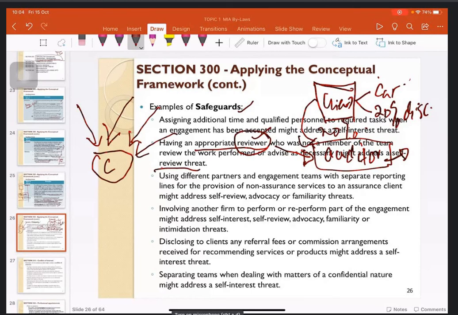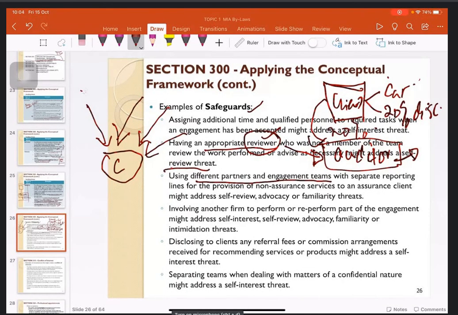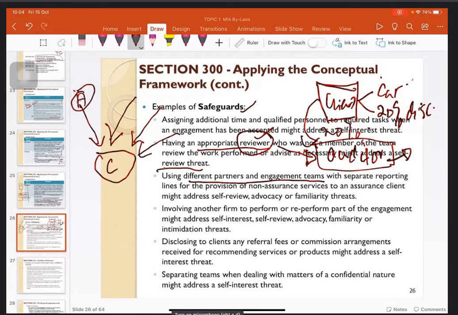Okay, so apa yang kita buat adalah in order to safeguard kita punya independency, kita kena guna different partner of engagement team. Katakanlah bahawa partner A yang involve untuk bagi audit service, untuk bagi other service partner yang lain involve. Jangan the same partner. Janganlah audit service pun ada partner A, consultancy service pun ada partner A, tak boleh. Kita kena guna different partner and different engagement team to provide the service. So this one will reduce the self-review threat, advocacy threat, as well as familiarity threat.